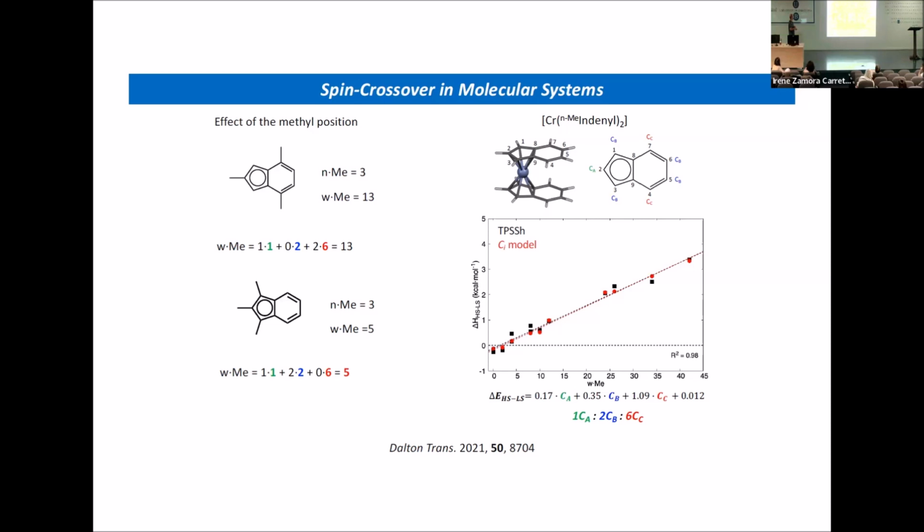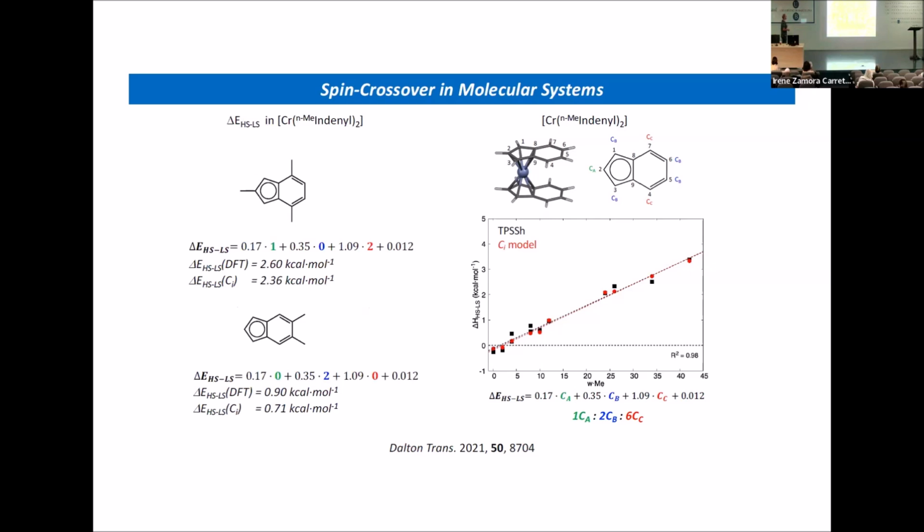Okay, with the coefficients, if you use this weighted coefficient or weighted methyl group, you can see that you can reproduce very well the TPSSH data, the spin state energy gaps. So this linear expression with those relative weights can actually reproduce the experimental data to the point that it allows us to make predictions.